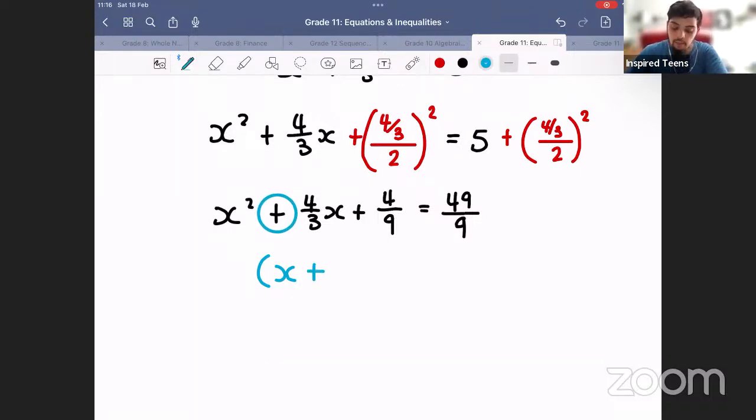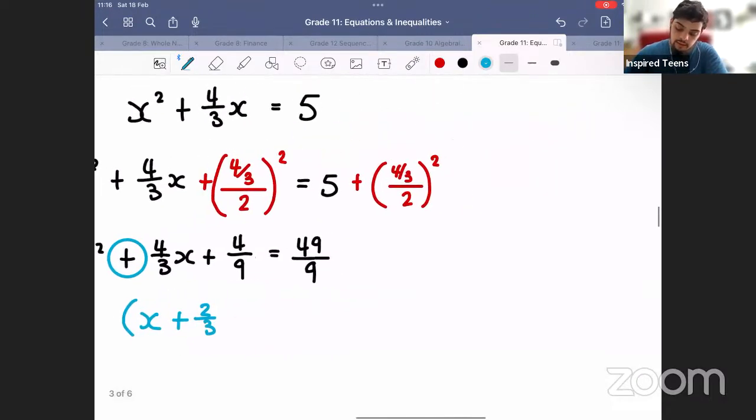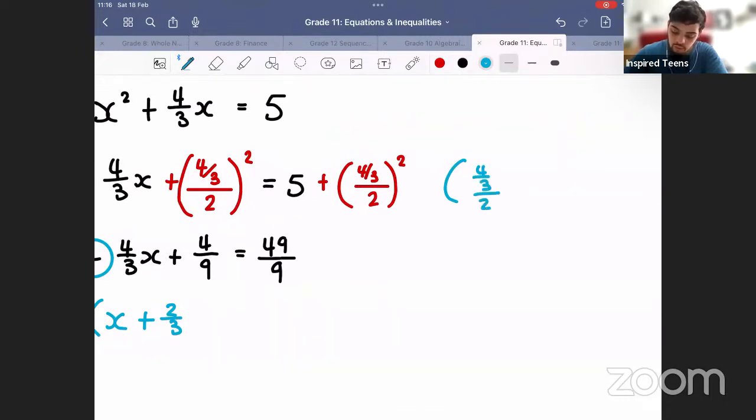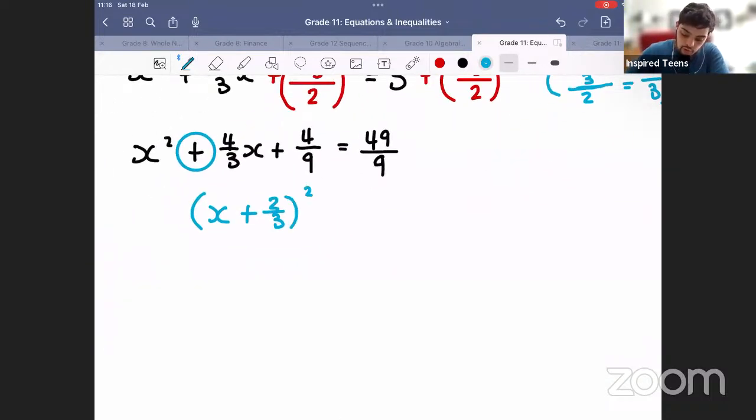So it's x plus. B over 2 was actually 2 over 3. 4 over 3 over 2 was actually 2 over 3. And then squared, and then you have it equal to 49 over 9. Okay, one more time. I need to write a bracket. You can either factorize the left-hand side as a normal general trinomial, but again, good luck factorizing that. So we're going to follow x plus b over 2, which was 2 over 3. 4 over 3 over 2 is actually 2 over 3. Okay. And then you square it, equals 49 over 9.